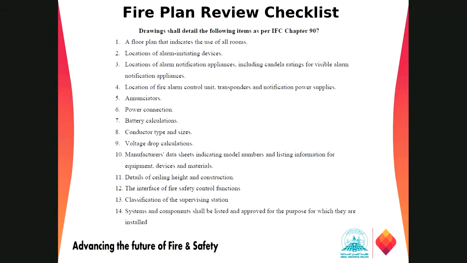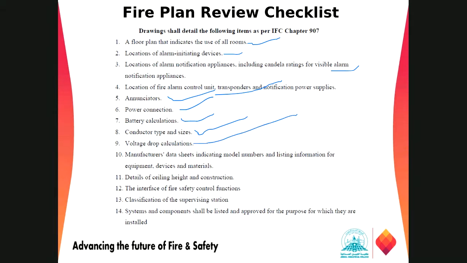So the first one, a floor plan, right, that indicates the use of all rooms, and then the location of alarm initiating devices, how you are going to initiate the alarm, the smoke detector, heat detector, and all, and then the location of notification appliances, right, the call point, the strobe, bell, horns, and all those kinds of communication systems, the location of the control units, transponders and notification power supplies, annunciators if required, where they have used them, power connection details, battery calculation, conductor type, what is the conductor material, whether it is fireproof or not, what is the size of the gauge, like AWG, the American wire gauge, what are those requirements, and whether they have submitted the voltage drop calculations or not.